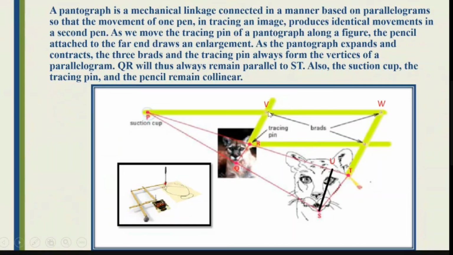So we can say that this vertex V, W, and R always form a parallelogram. Also, QR remains parallel to ST in the same way. Let us try to answer the questions that follow.